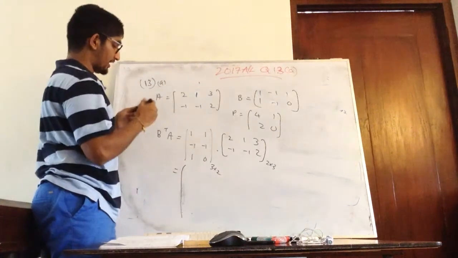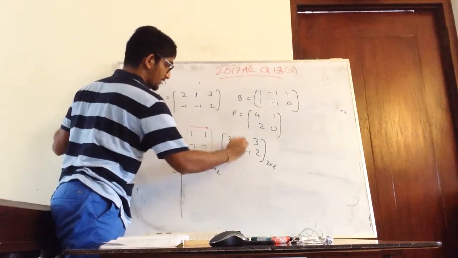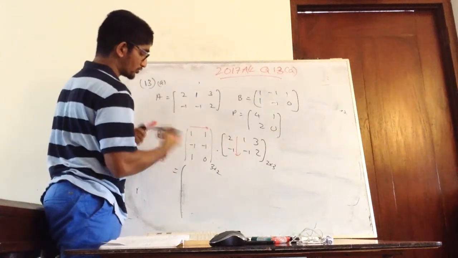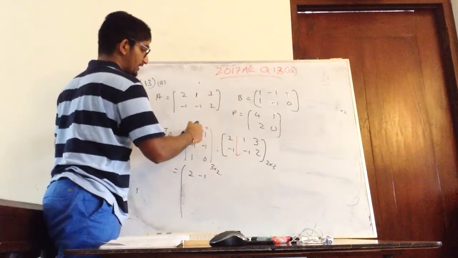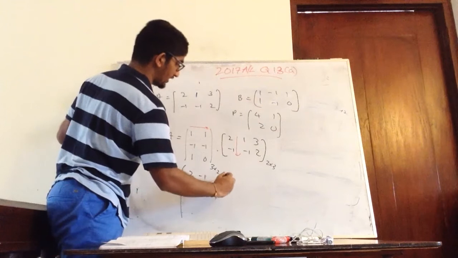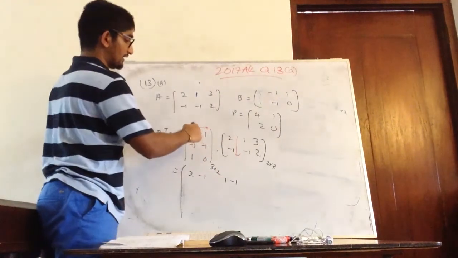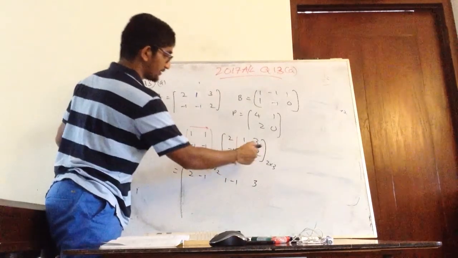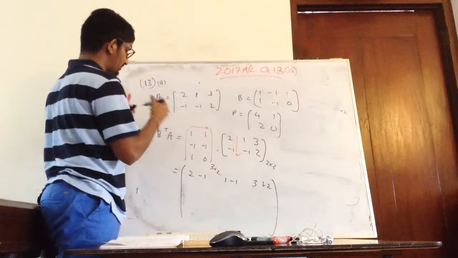So let's see the answer we'll get. So what do I need to do? I multiply this by this. That is what? 2 times 1 is 2. 1 times minus 1 is minus 1. Then this by this. So 1 times 1 is 1. 1 times minus 1 is minus 1. Then I get 1 times 3 is 3. 1 times 2 is 2. Then here it's going to be what?